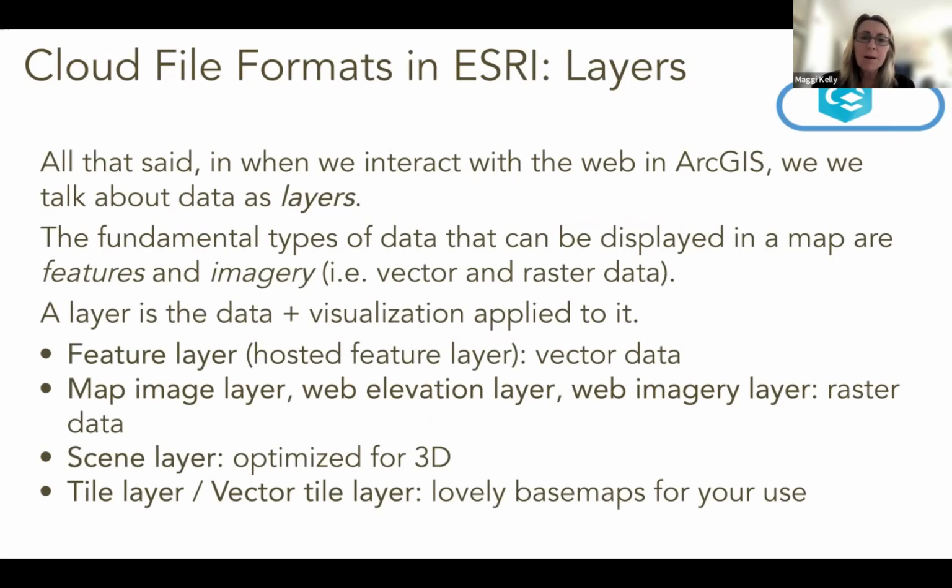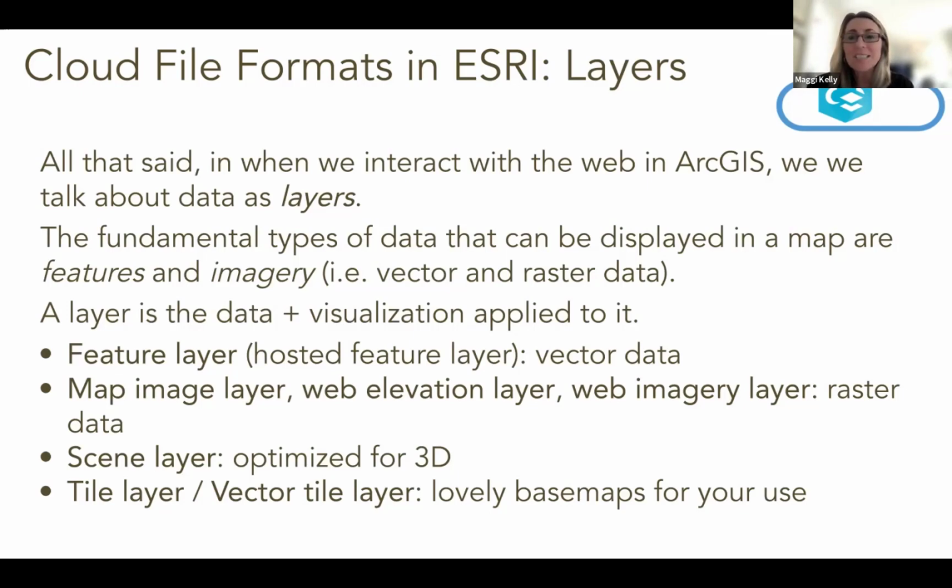And so everything you know about GIS, raster and vector, all applies, but it's just a different type of file when you move it into the cloud. You can have a feature layer, which is typically a vector layer. So instead of a shapefile, you have a feature layer. And then instead of a grid or an image, you might have a map image layer, or a web elevation layer, or a web imagery layer.